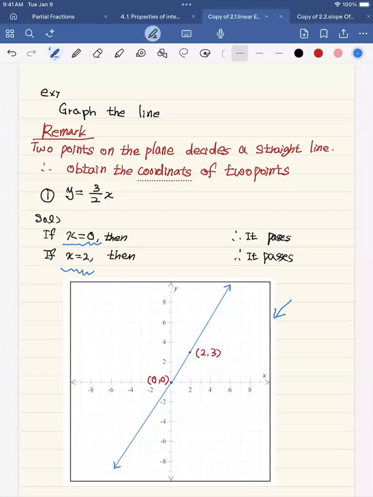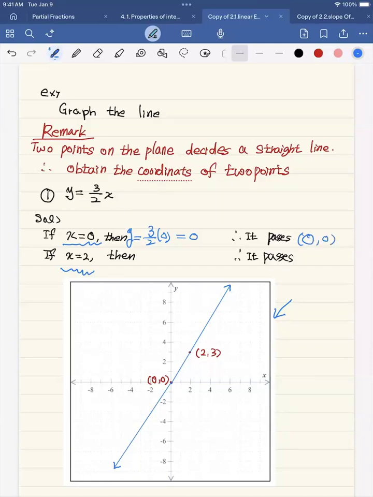Let's plug in x equals 0, then that's 3 over 2 times 0 equals 0. So what we know is that's the y value. So the y coordinate is 0 and the x coordinate is 0. So we will write 0 and 0.